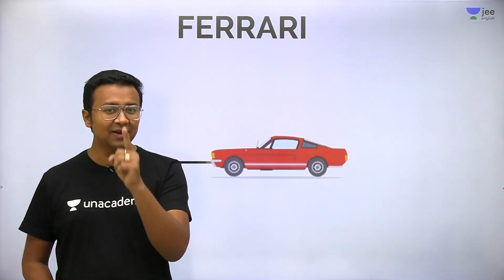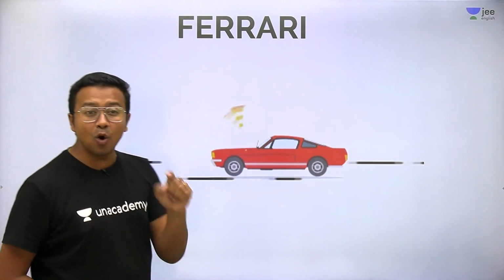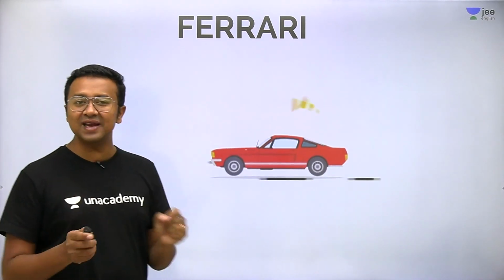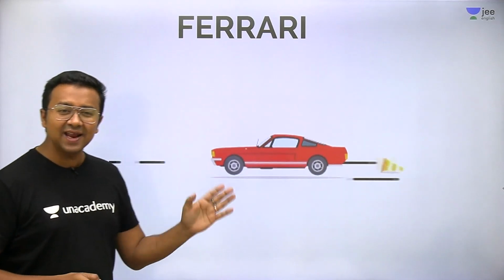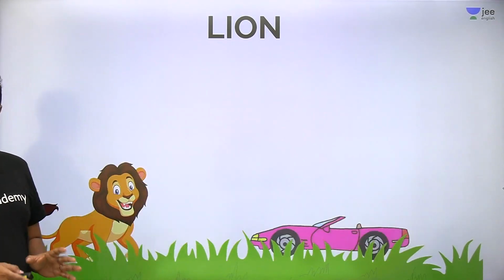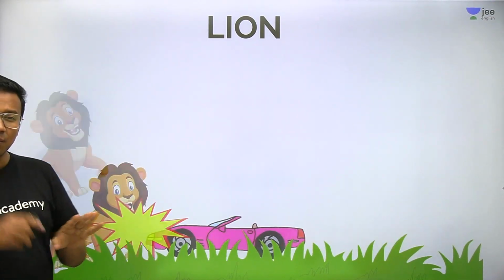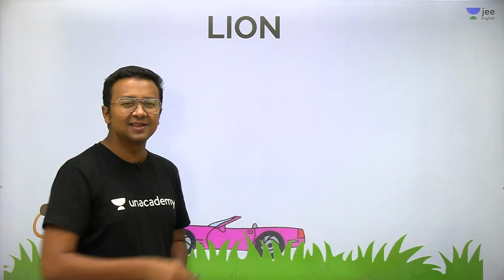So let me go ahead with all the words. Now, test yourself out here as well. On a Sunday afternoon, I went along with all my friends in a Ferrari, and there was a lion on the road. So the second word is lion. The Ferrari went and struck against the lion.